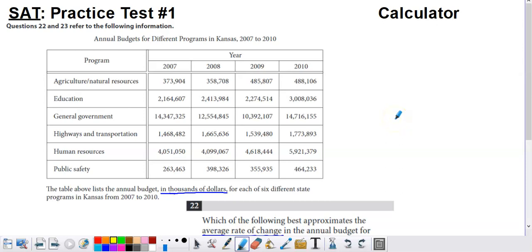So we're about to start a little sequence of SAT practice problems that involve the same set of data. The data, I mean, there's a lot within this table. If you look at the title, it's the annual budget for different programs in Kansas from 2007 to 2010. We've got the different departments that had money allotted for them within this budget.